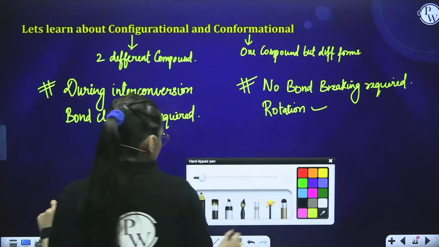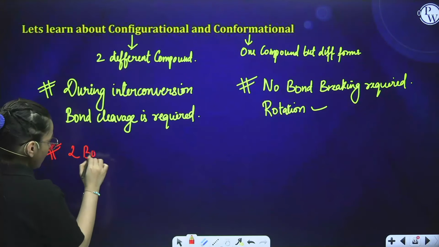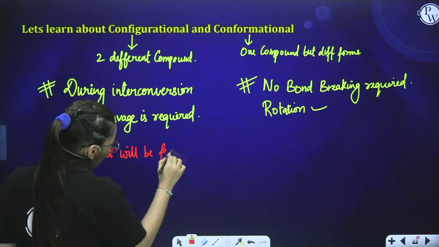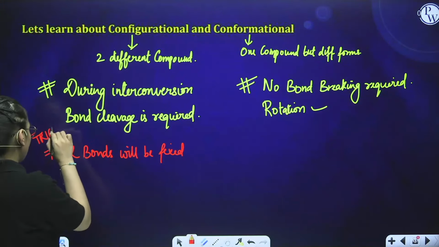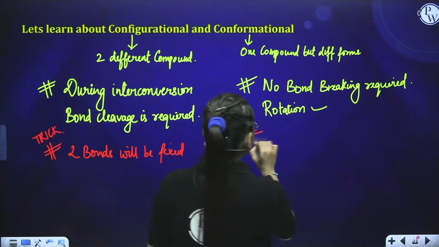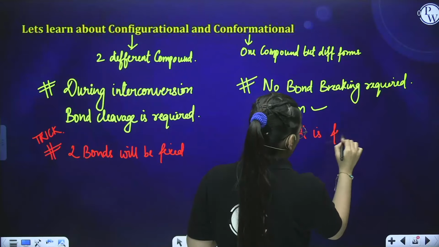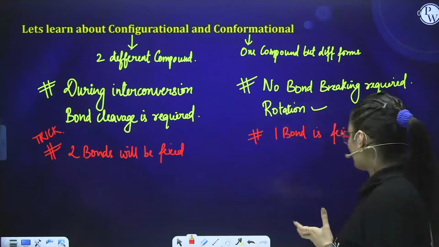Here, a trick to identify both of these: two bonds will be fixed and the rest will be broken. This is a trick to identify. And here, one bond is fixed. Now what I meant by this term, let us see with the help of one structure.